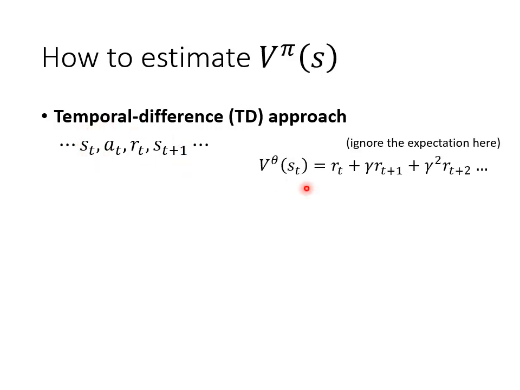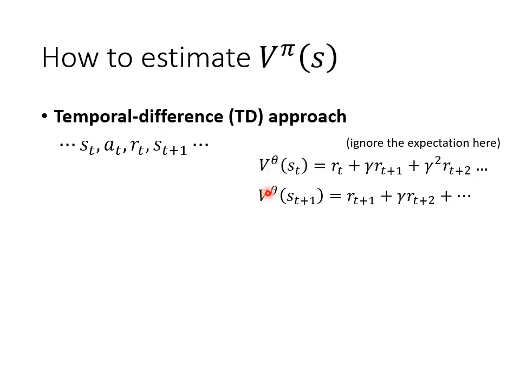Here is an example. Let's look at the relationship between V theta of S_t and V theta of S_{t+1}. What is V theta of S_t? V theta of S_t is the cumulated reward after seeing S_t. V theta of S_t is r_t plus gamma r_{t+1} plus gamma squared r_{t+2} and so on. Then V theta of S_{t+1} is r_{t+1} plus gamma r_{t+2} and so on.